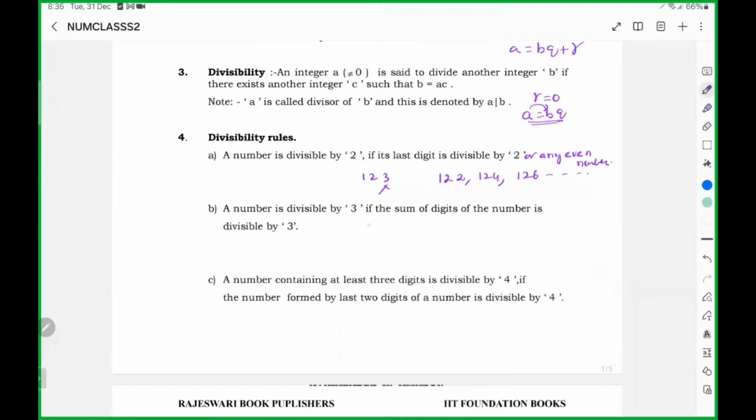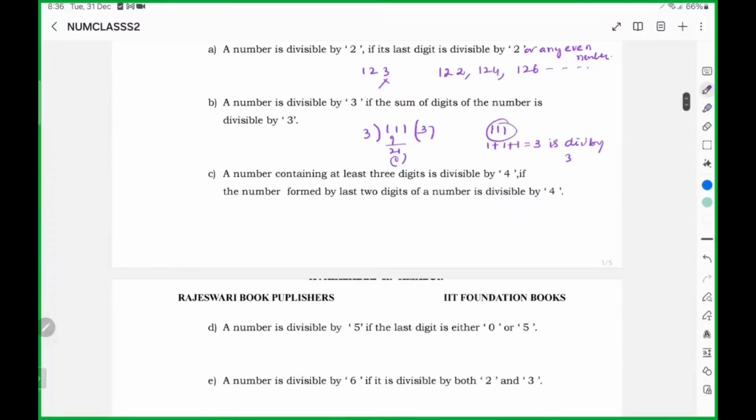A number is divisible by 3 if the sum of the digits of the number is divisible by 3. Like 111 you take, the sum of the digits is 3, so it's divisible by 3. So without dividing, we can say the sum of the digits is divisible by 3, hence the given number is divisible by 3.